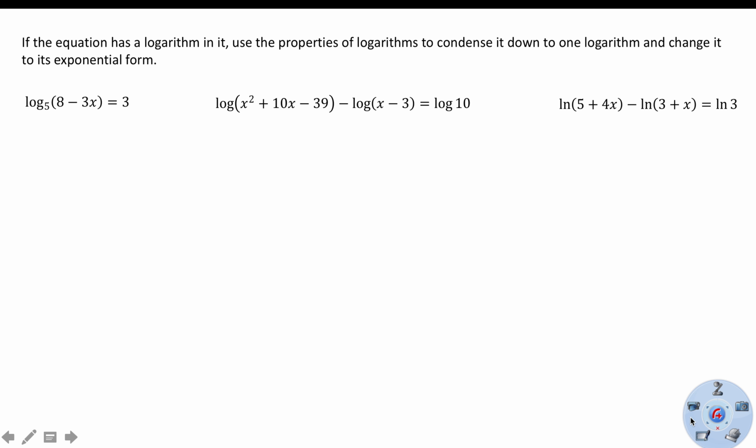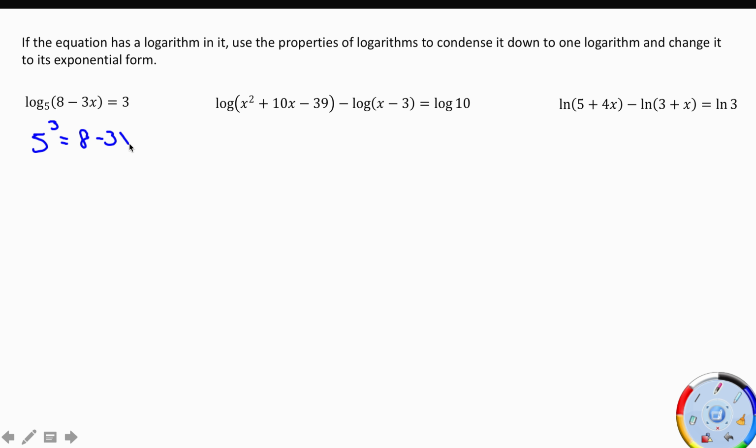Now, if the equation already has a logarithm in it, then we're going to try to get rid of the logarithm. And we already know all I have to do is change it to its exponential form. So 5 to the third power, 5 cubed, equals 8 minus 3x. 5 cubed is 125 equals 8 minus 3x. Subtract 8.